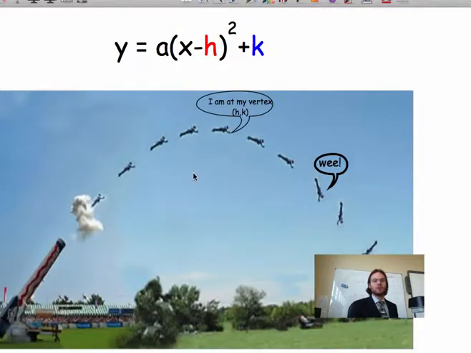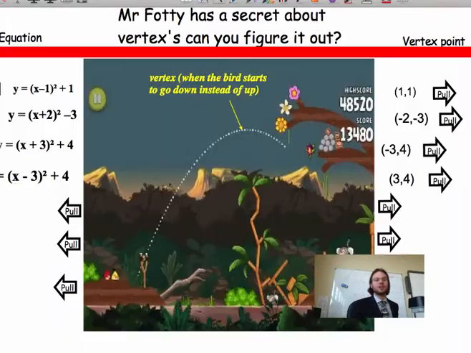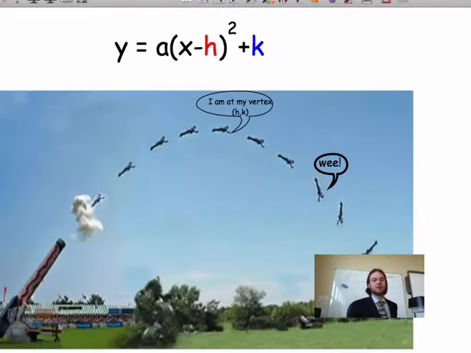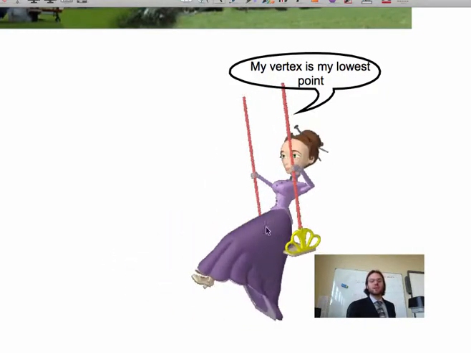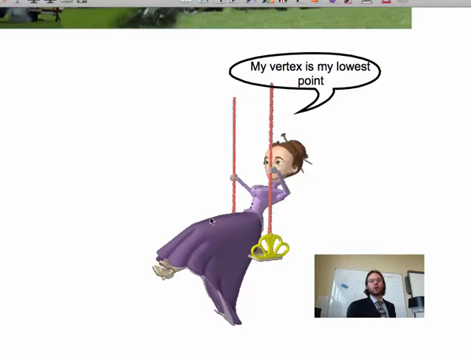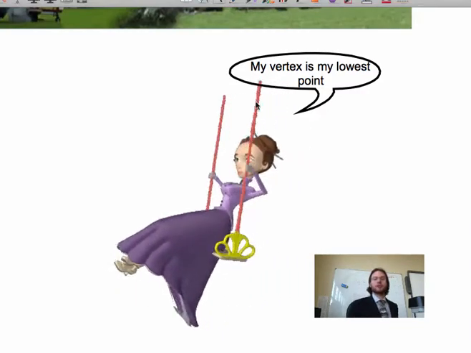So as a quick review, right here, if a is negative, we're going to get a graph that's a frown, right? We know that. And the highest point in this one is going to be at the vertex. So this guy's highest point being shot is at the vertex. Just like here, the highest point of the angry bird being shot up is the vertex. It's his maximum. And down here, if we look at this lady on the swing, her vertex is the lowest point. It's the part where she's closest to the ground.